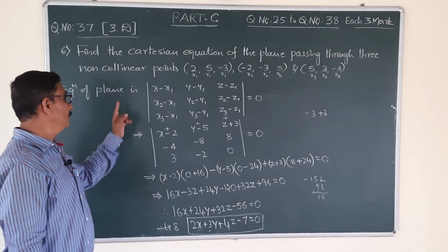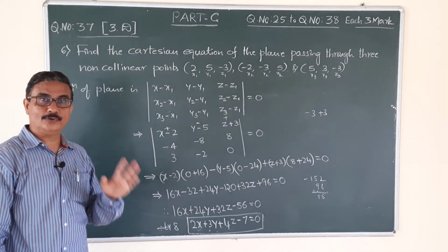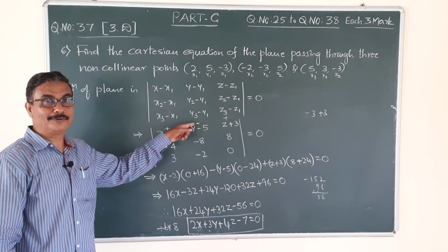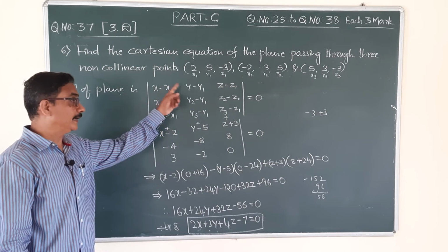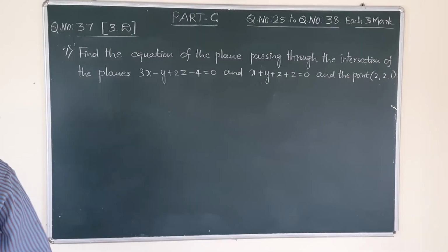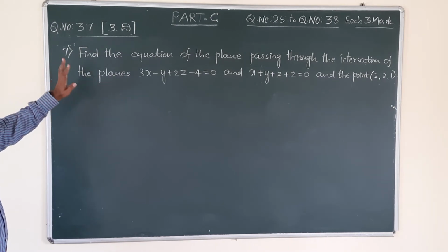This is the equation of the plane passing through three non-collinear points. Remember that formula. This also has a derivation, a 5 mark derivation. Practice it. Okay. Last problem, question number 37 belongs to under 3D. That is a 3 mark question.